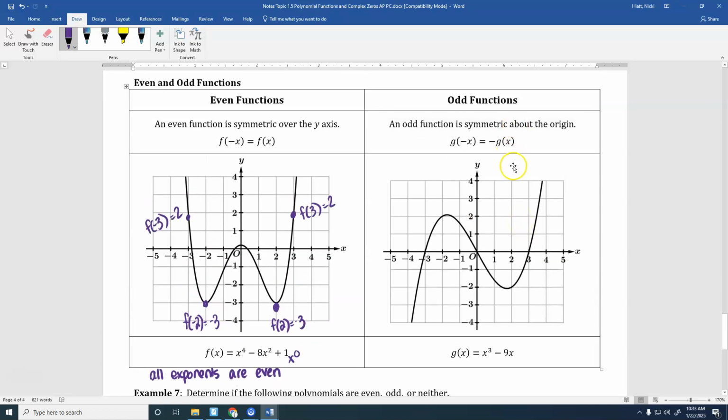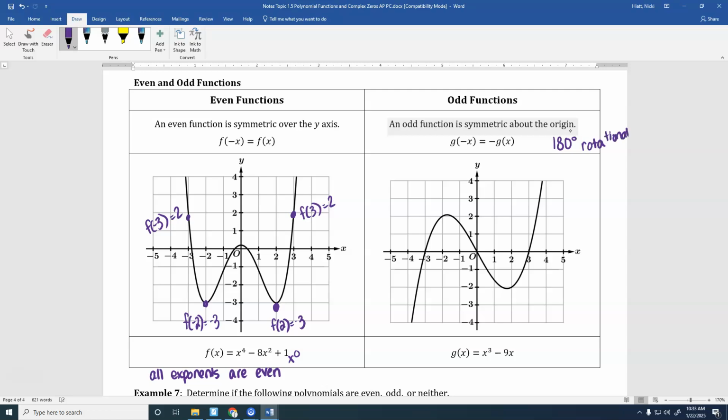If you have an odd function, an odd function is symmetric about the origin. When I used to teach geometry, origin symmetry was so hard for me to explain to kids. It has to do with the distance from the origin, but in the opposite direction. It's so hard for me to wrap my brain around it, but it is true that origin symmetry is the same as 180-degree rotational symmetry.